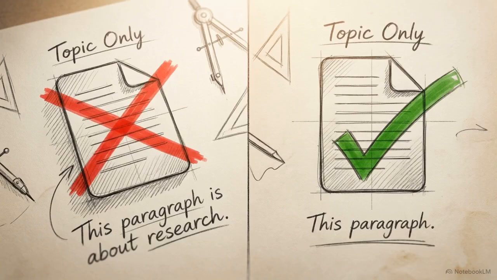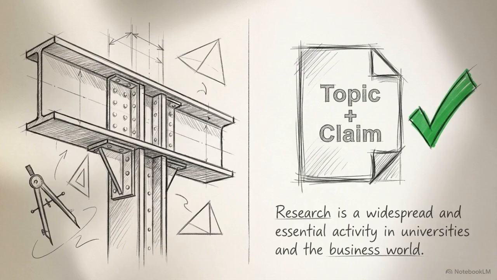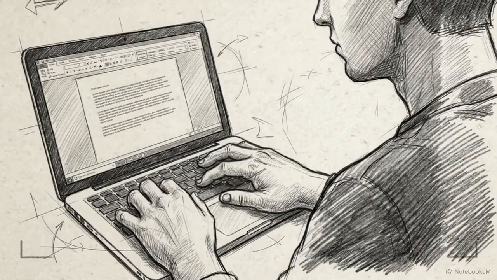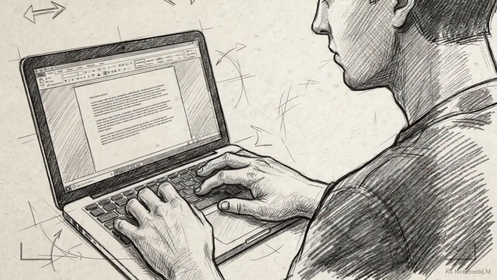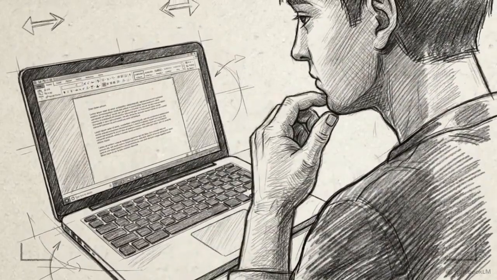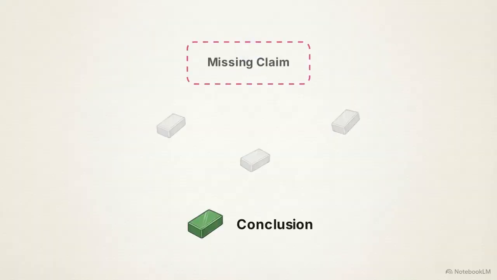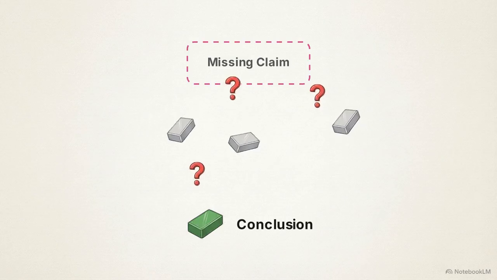Look at this comparison. On the left, "this paragraph is about research." That states a topic, but makes no claim. On the right, "research is a widespread and essential activity in universities and the business world." This gives the reader a clear point to follow. Pause the video here. Take your draft and write a topic sentence that identifies both your topic and your specific claim. Without this opening claim, the reader has to work much harder to see how your evidence connects to your conclusion.